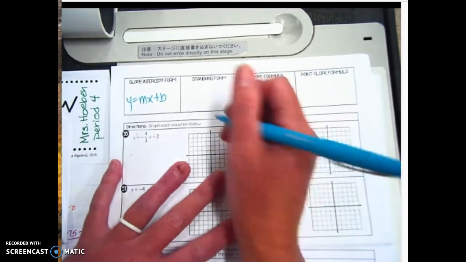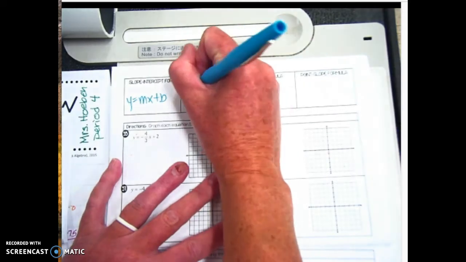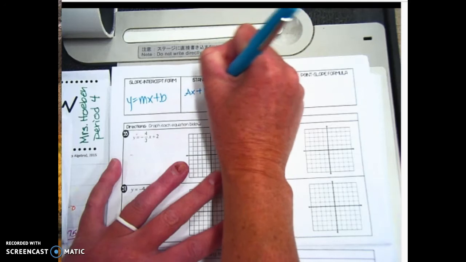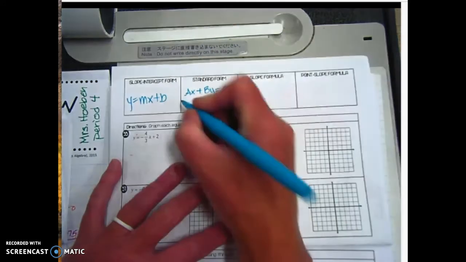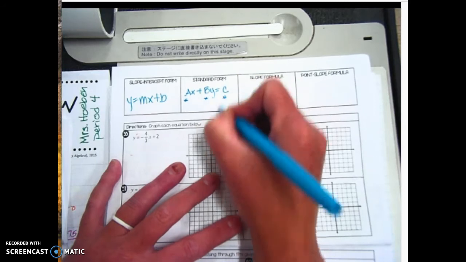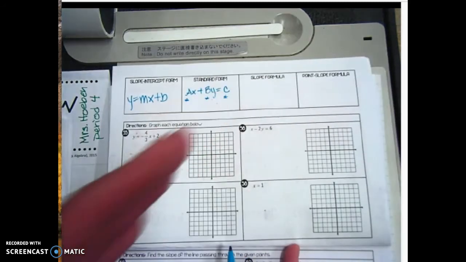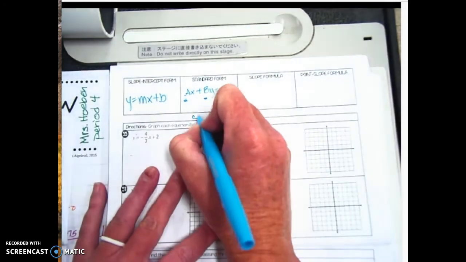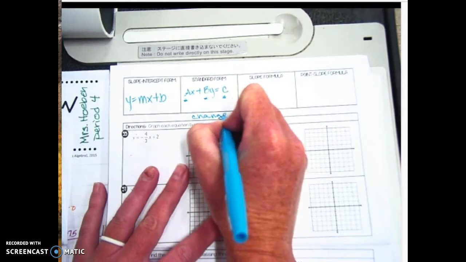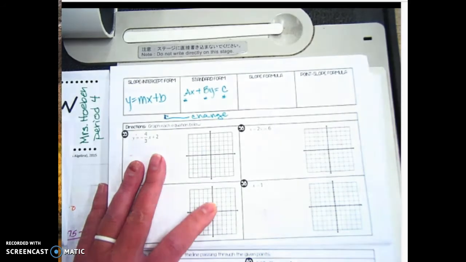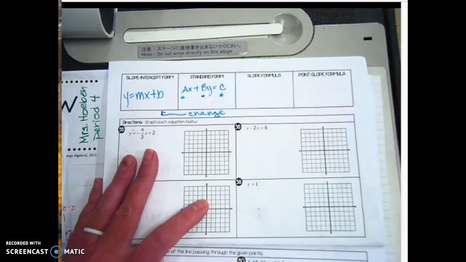There's another form called standard form, and the algebraic form looks like this, ax plus by equals c, and there's a number here, a number here, and a number here. Like 90% of the time when you're given an equation in standard form, you're going to want to change it to that form, and it's going to make your life a lot easier.